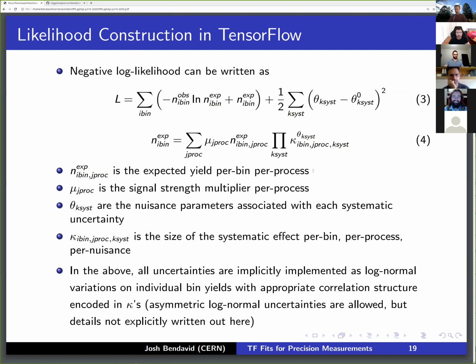If you look carefully, the way that this is written out is such that the nuisance parameter is constrained with a Gaussian prior, and then the yields are multiplied by kappa to the theta. If you keep track of what that means, the systematic uncertainties are represented by log normal variations of the yield of a given process in a given detector level bin, but with the correlation structure carefully kept track of through the fact that this kappa represents the size of the effect, per bin, per process, per nuisance parameter. And so that is quite important. And clearly that kappa three-tensor can get quite big, which is one of the challenges.